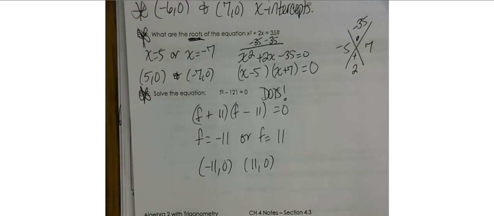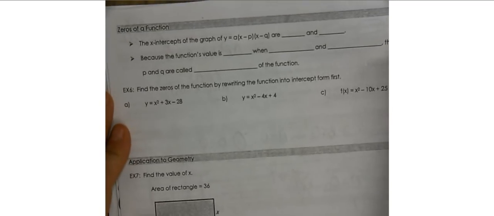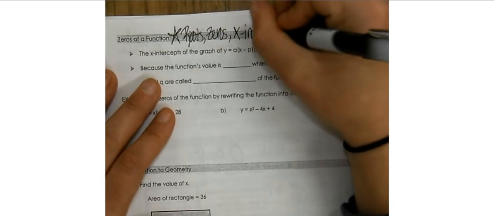All right, let's go ahead and flip to the next page. All right, so we have right here the zeros of a function. So notice that I've used the word zeros, roots, and x-intercepts. So I'm going to write that down right here. Roots, zeros, x-intercepts, all imply the same meaning.